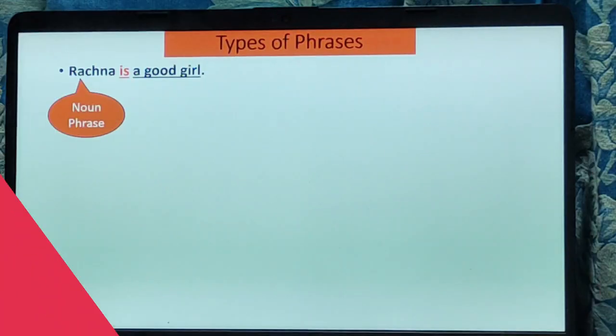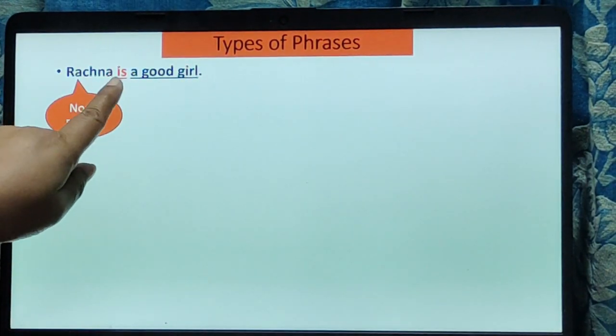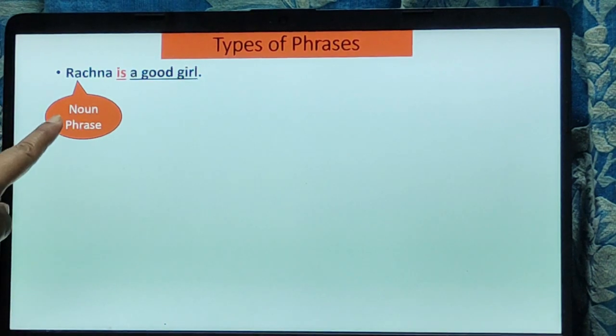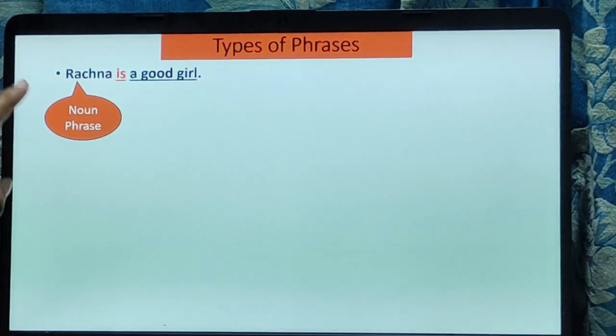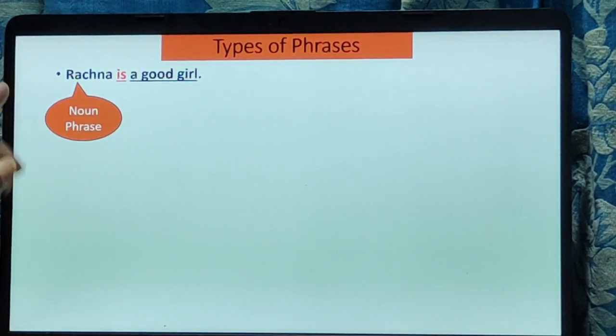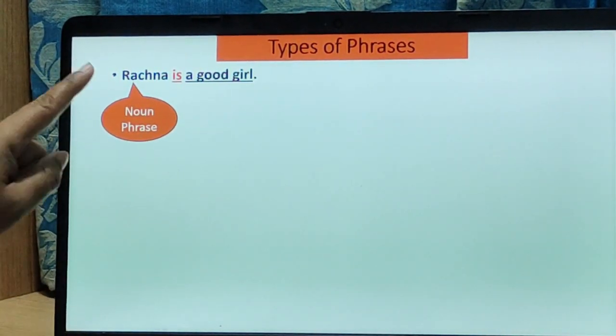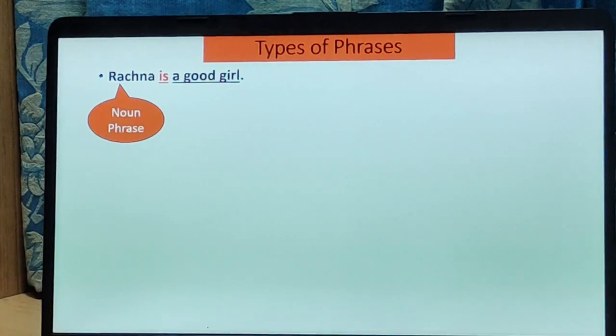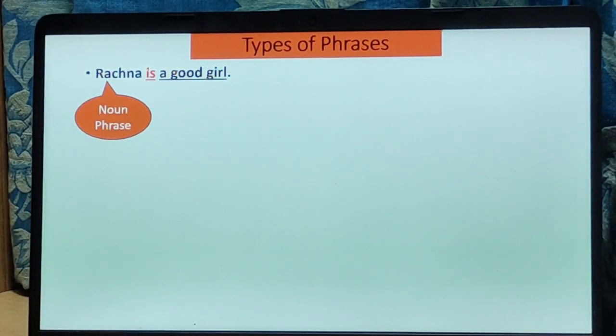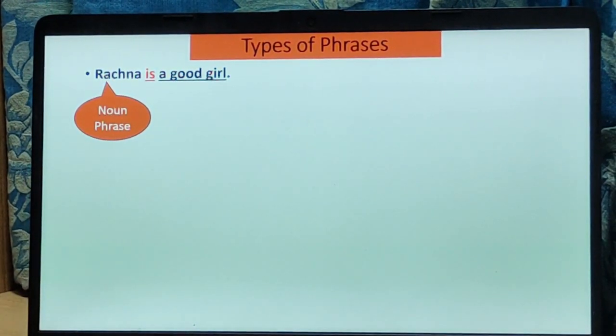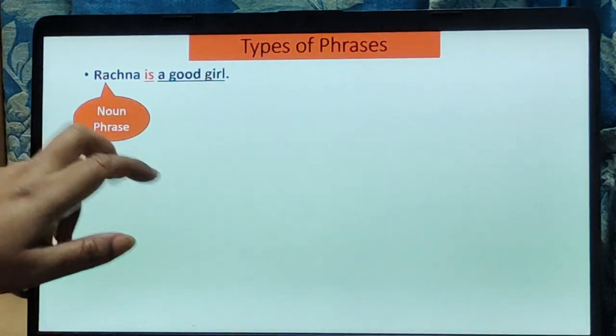So let us talk about the same sentence again. Rachna is a good girl. In this sentence, is is the verb. Who is a good girl? Rachna. It is the subject of the sentence. But since we want to talk about phrases, Rachna itself, one word, can form the phrase. It is one noun and hence it is a noun phrase.